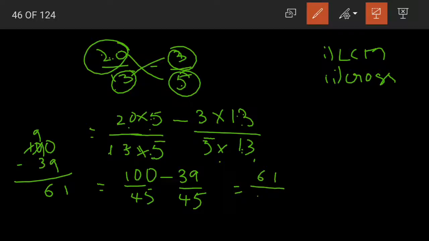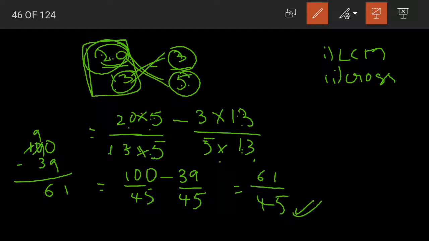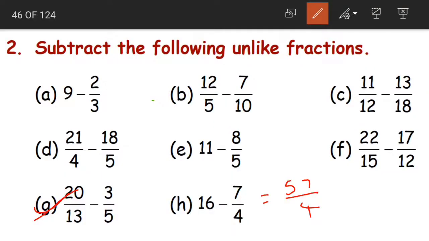So 61 divided by 45 will be our answer, children. Understood? This is another method of subtracting unlike fractions. What did we do here? We cross multiplied 20 into 5, or simply, the first fraction is multiplied by the denominator of the second fraction, and the second fraction is multiplied by the denominator of the first fraction. Let me take another example and explain.